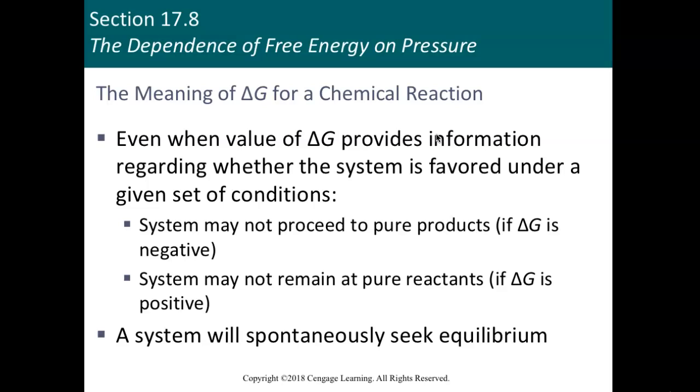So what does delta G mean? Well, again, if delta G is negative, we said that the reaction is spontaneous. But even if delta G is negative, the system may not go to completion. Even if delta G is positive, the system may still move toward the products. So just because delta G is positive doesn't mean the reaction doesn't take place at all. And just because delta G is negative doesn't mean that the reaction goes all the way from reactants to products, because the reaction spontaneously seeks equilibrium.